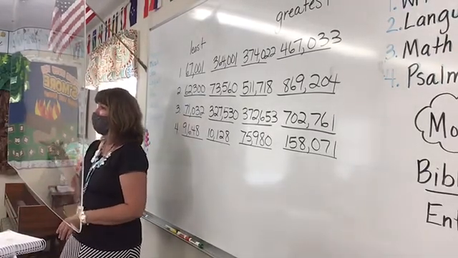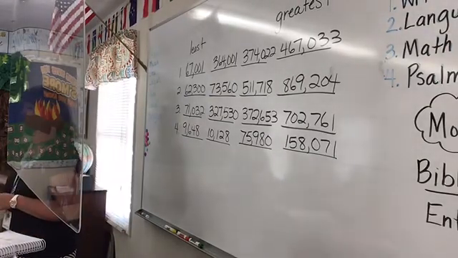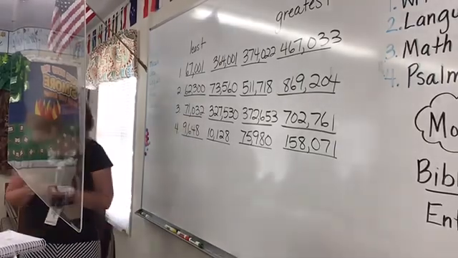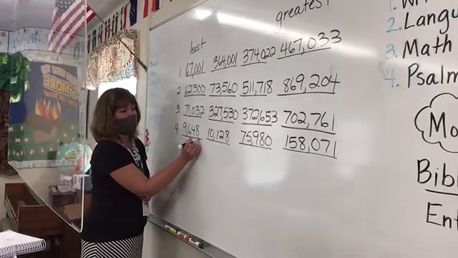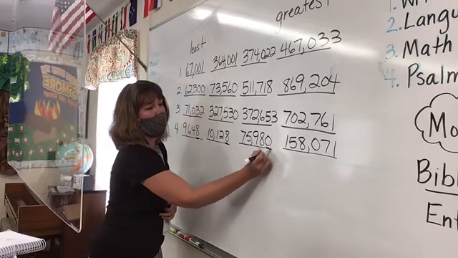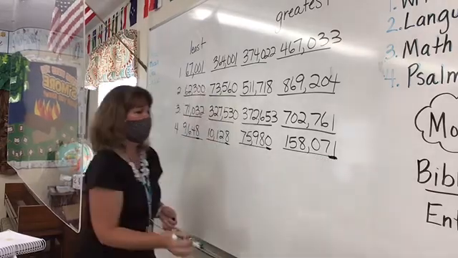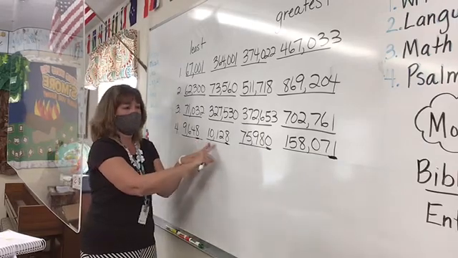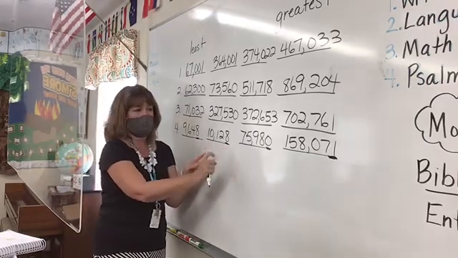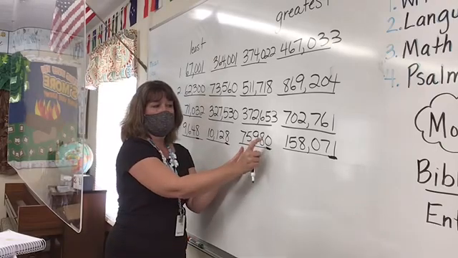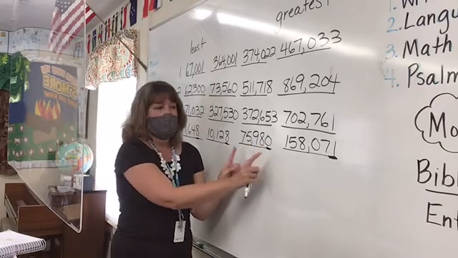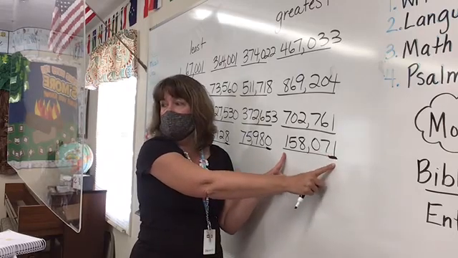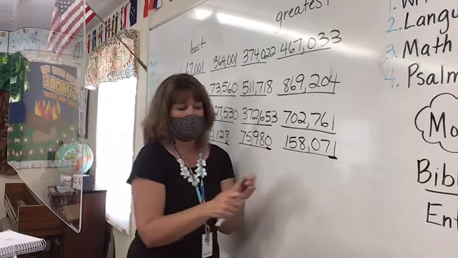Okay, any number ending in 0 is also even. So all we need to look at is the last digit in a number to tell if it's odd or even. Okay, so this whole number is even because 8 is even. This whole number is even because 8 is even. This whole number is even because 0 is even. And then this number is odd because it ends in a 1, and 1 is odd. So the whole number is odd.